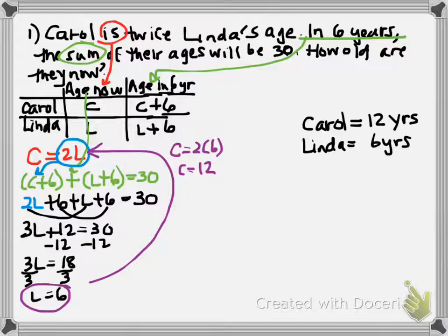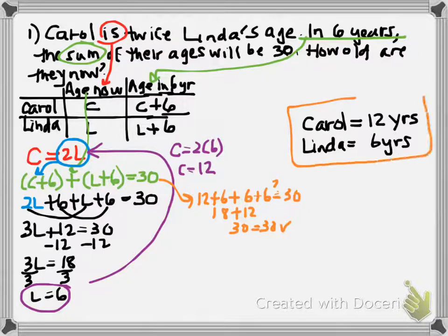So where I'm going to substitute into is I'm going to go into this equation. So I'm going to take 12 plus 6 plus 6 plus 6. Question is, does that equal 30? So let's see, I get 18 and 12, and I get 30 equals 30. So what that says is this is correct. Okay? So again, even with word problems, I can easily check my answers. All right, let's go to the next one.